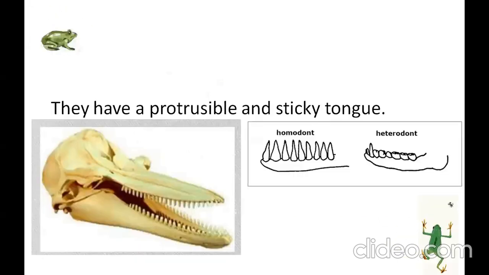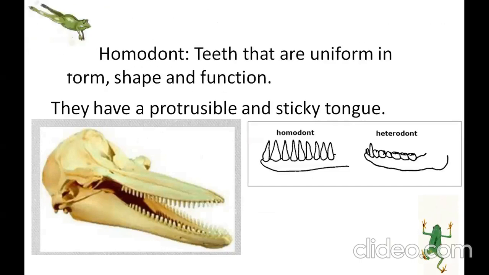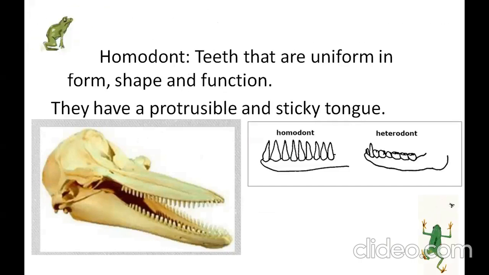And most of the amphibians have homodont teeth. Homodont means the teeth are very uniform in shape, size, and function. See, this image shows you the arrangement of teeth, which are similar in shape, size, and arrangement. This is called homodont. And this picture shows you the heterodont. Hetero means different, so they have different types of teeth.